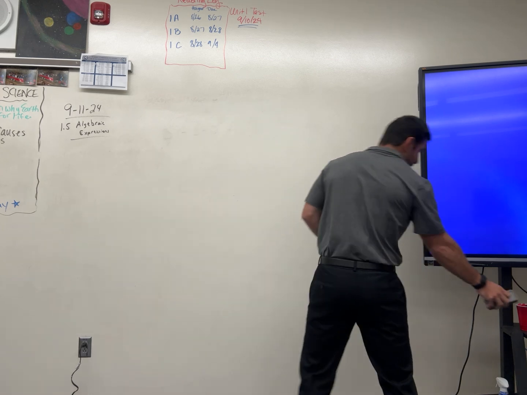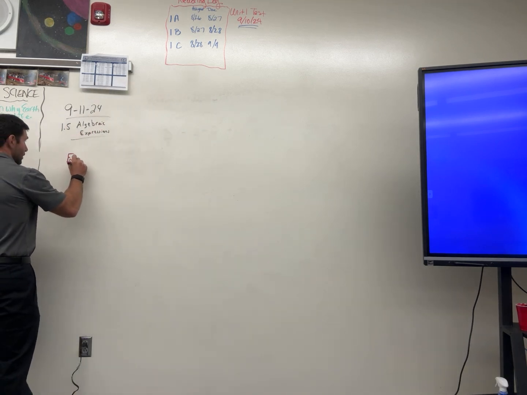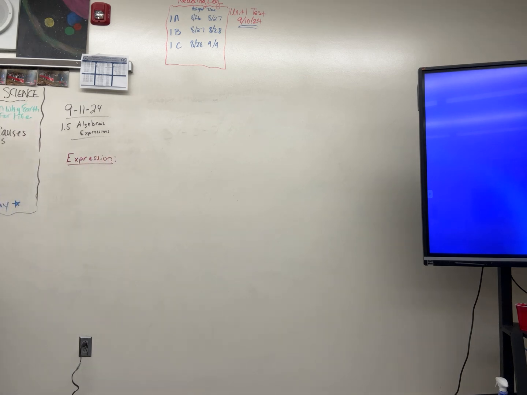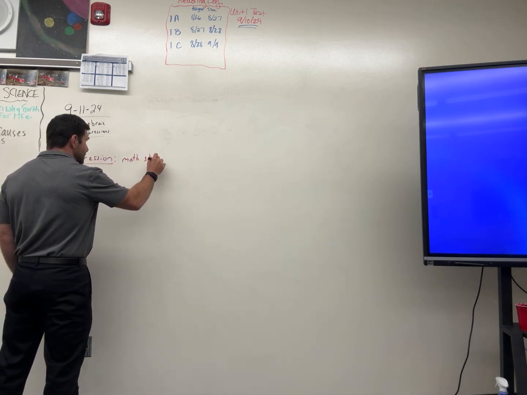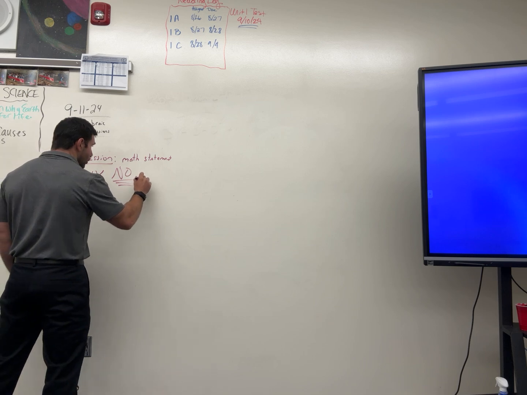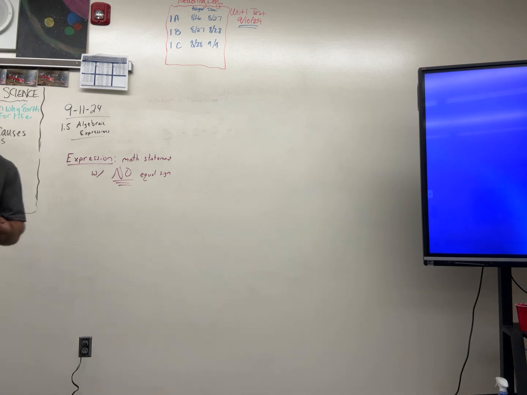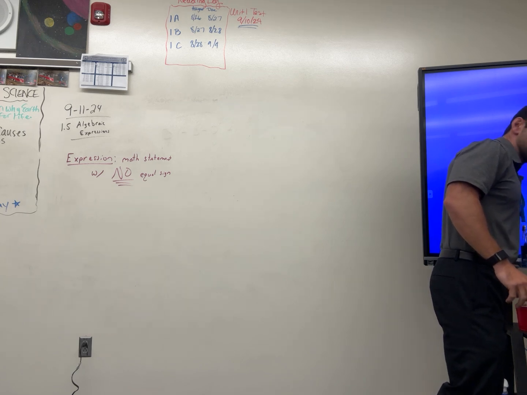We are doing algebraic expressions. The first thing that we need to know is what is an expression. This is the first thing that we're going to talk about. As we're looking at expression, it is a math statement with no equal sign. And that is absolutely critical. There are no equal signs in an expression.